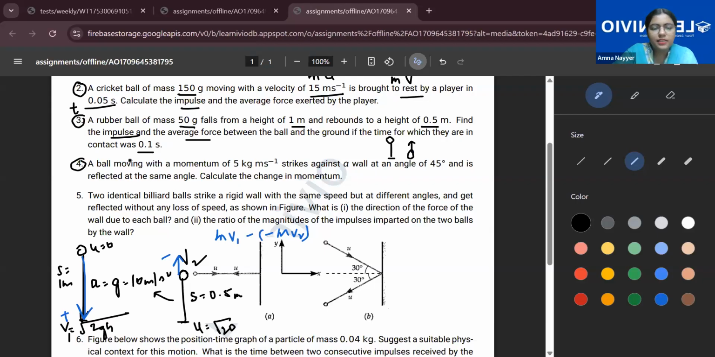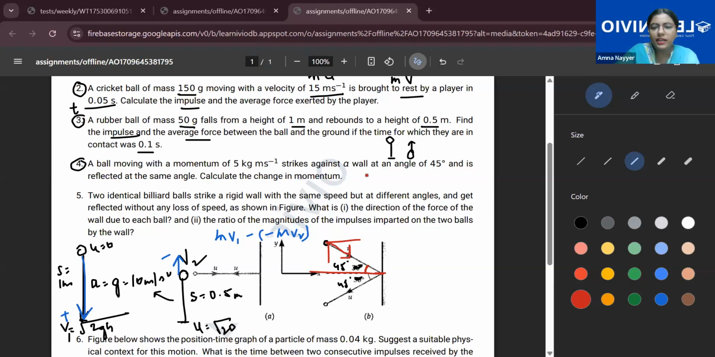The fourth one says momentum is 5 kg meter per second, strikes a wall with an angle of 45. Okay, it's the same question we did. It's like this is striking, and the angle that is given to us is 45 degree. What do we do in such a case? In such a case, we resolve the velocities. See, this is the angle given, 45. So what we do, we have to resolve our velocity. If it is hitting the wall, let's say, this is how we can resolve it.